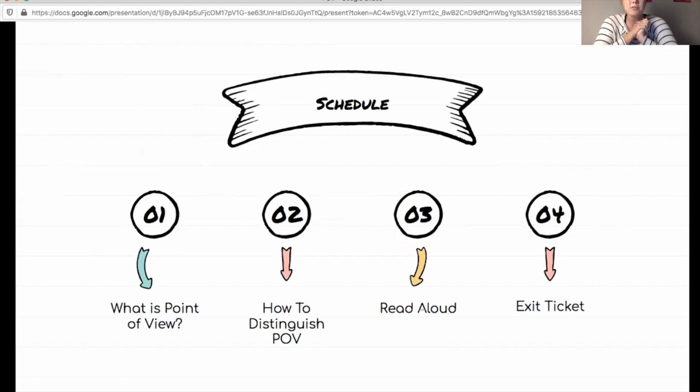Let's just look over our schedule real quick for the day. First, we are going to do a quick review on what is point of view. Then we are going to talk about how to distinguish point of view. And then we are going to have a quick read aloud. We have two pretty short stories that I'm really excited to read to you guys. And then we are going to have an exit ticket. Sounds pretty good to me. How does it sound to you guys? Pretty good? Okay, good. I'm glad to hear that.